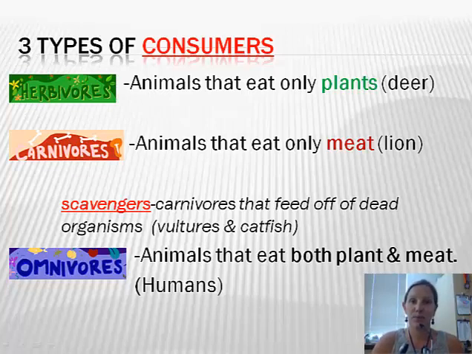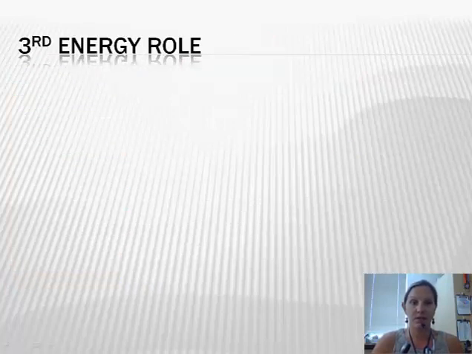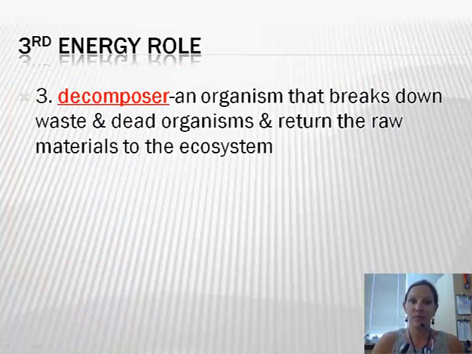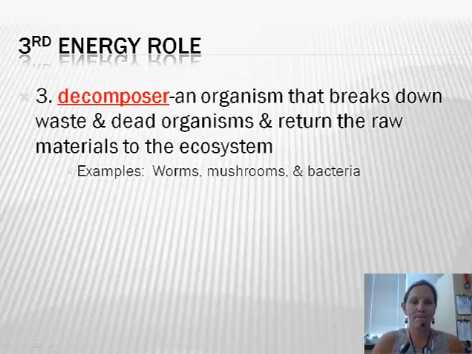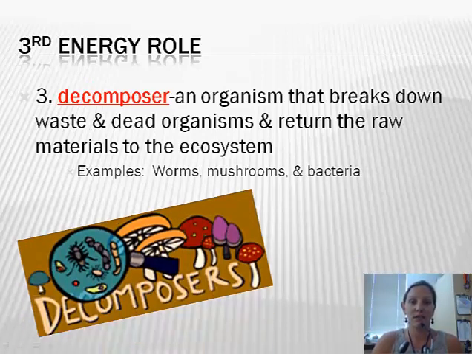All right, we've talked about producers and consumers, and I've told you about the three kinds of consumers. Let's talk about decomposers. A decomposer is an organism that breaks down waste and dead organisms and returns the raw materials to the ecosystem. Some examples would be worms, mushrooms, and bacteria. So your decomposers are usually in or near the soil, and they're breaking down all the dead things that have fallen to the ground, including animals and plants. And they're breaking down all that energy.